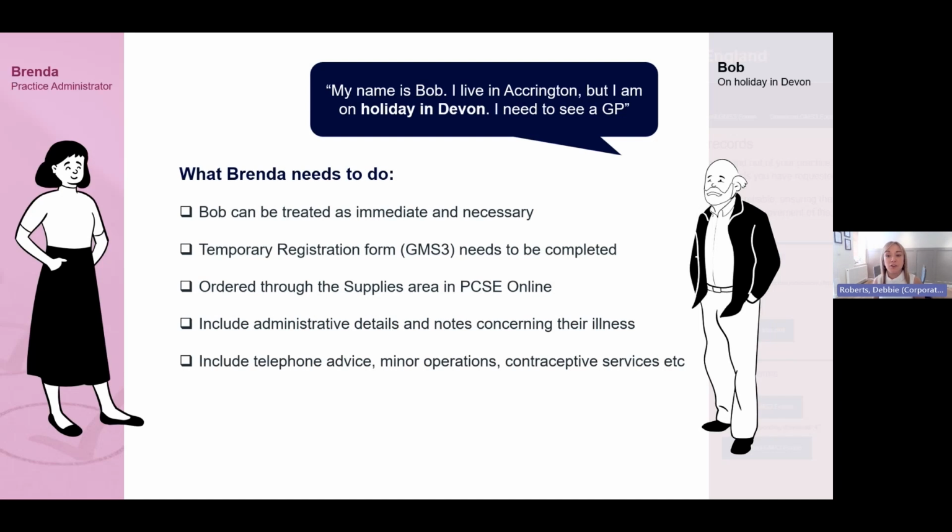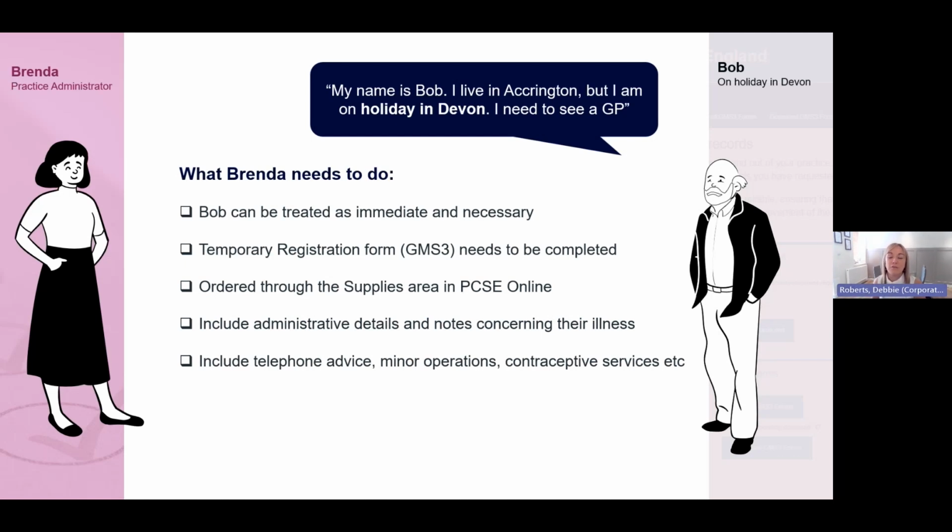So, a patient who is away from home and temporarily resident at your practice for at least the next 24 hours and needs to see a doctor for medical advice can be treated as a temporary resident. Now, for the first 24 hours, a patient can be treated as immediate and necessary, and a temporary GMS3 form can be used, and that can be in place for up to 3 months.